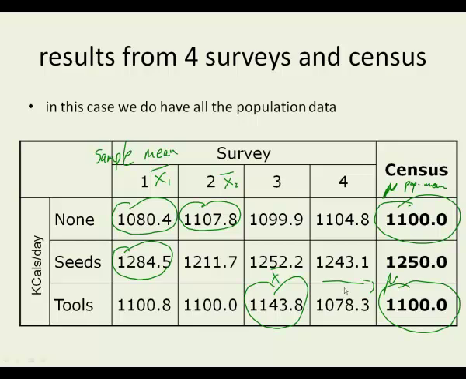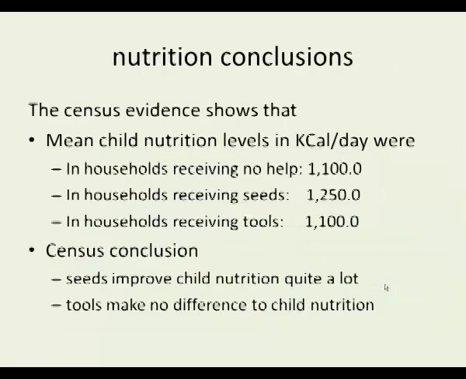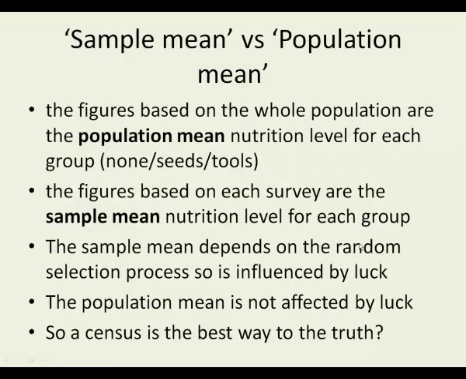How close is it? How close isn't it? So let's go back to this question here. Well, here's the jargon then: the population mean, sample mean. Now, the sample mean depends upon the random selection process. Notice the sample mean is different each time you take a sample, whereas the population mean is the same. Population mean is not affected by luck.